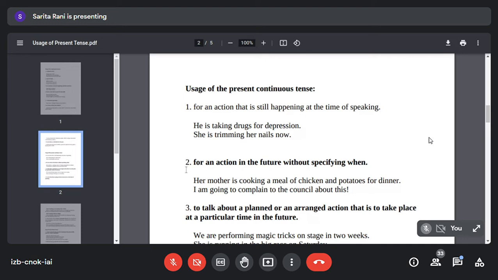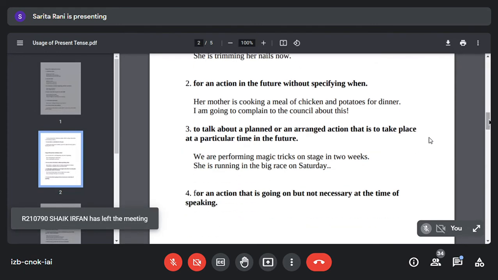Okay, now for an action in future. Same thing, future action. But there is no specific time here. Okay, now there is no specific time given. It's not a part of a timetable. See, her mother is cooking a meal of chicken and potatoes for dinner. I am going to complain to the council about this. See, instead of saying I am going to, you can even say I will complain to the council about this.